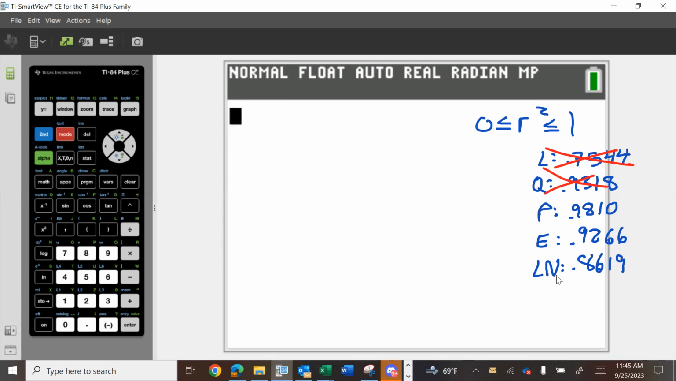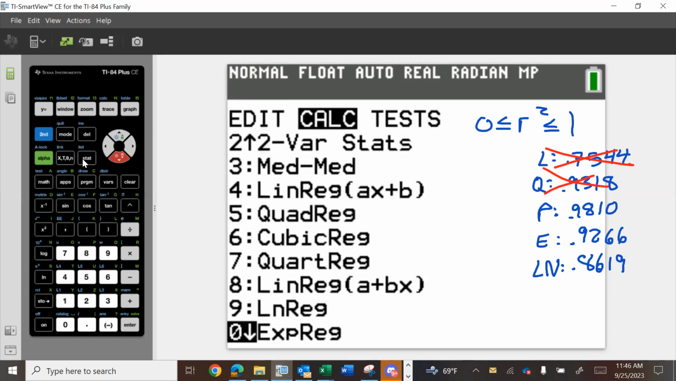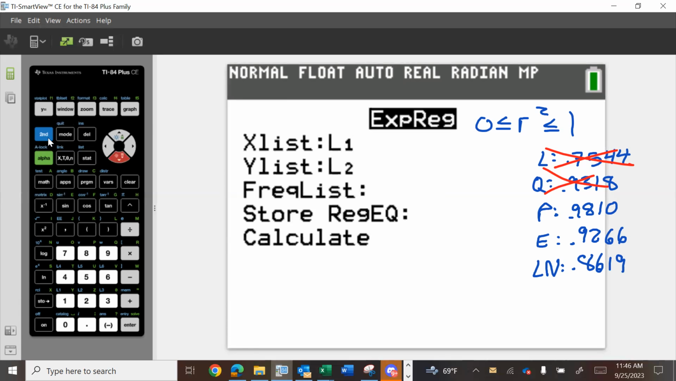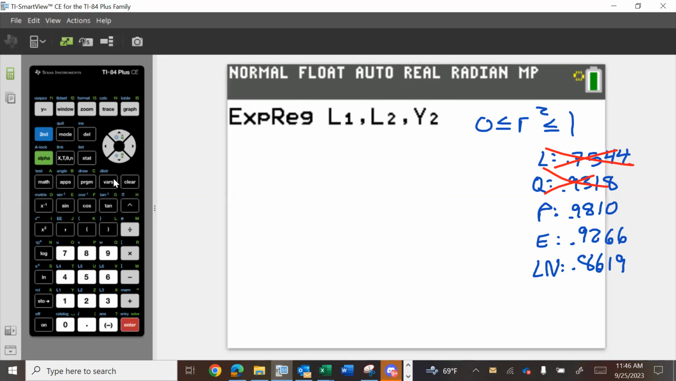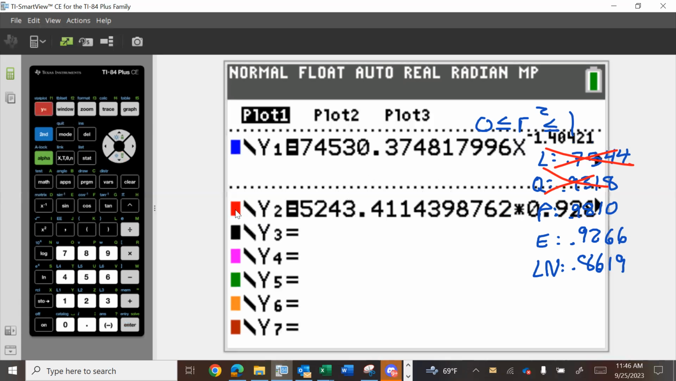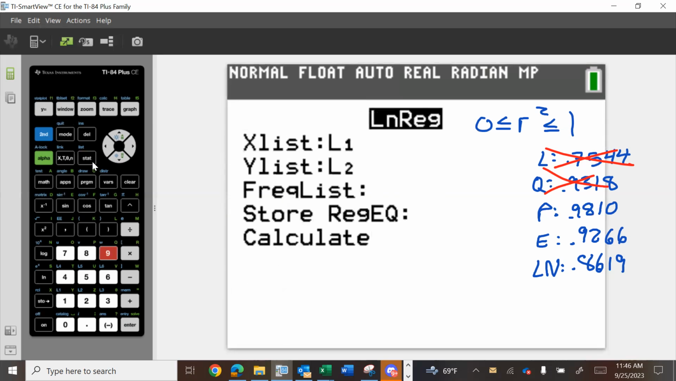Now let's do exponential and logarithmic. For exponential, I'm going to go to exponential regression. I'm going to go to store regression equation and say alpha trace. But if I do Y1 now, the exponential equation will overwrite the power model. So I don't want to do that. I'm going to put it in Y2. And that one's going to be red, I think it is. So there's the red one, the exponential. And then I'm going to go do the logarithmic one, number 9, and I'll stick this one in Y3.